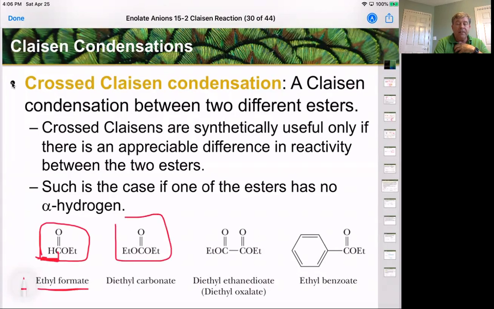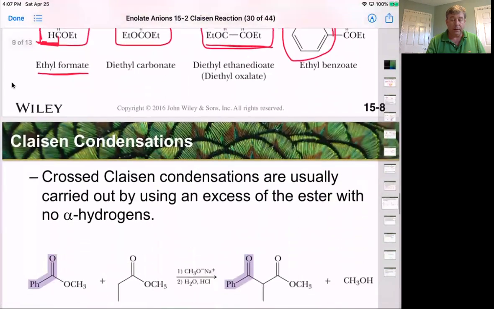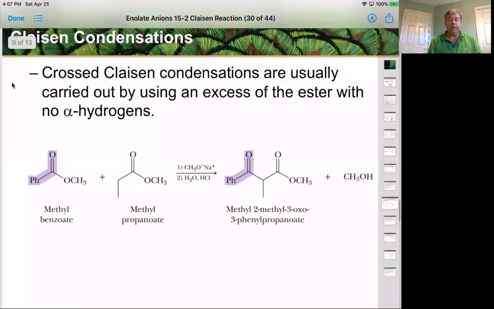In this case here, we have a diester of carbonic acid, and we call that diethyl carbonate. Here we have the diethyl ester of a diacid. So in this case, we also have no alpha hydrogens, and if we have the ester of a benzene right here, we have no alpha hydrogens. So, just like in the cross aldol, no alpha hydrogen leads to a cross-Claisen condensation, but it generates some of the same products. So let's look at the products of this right here.